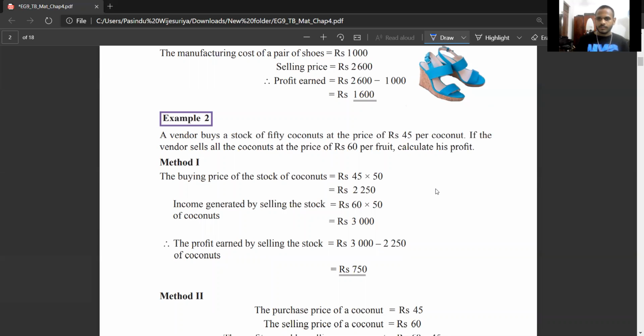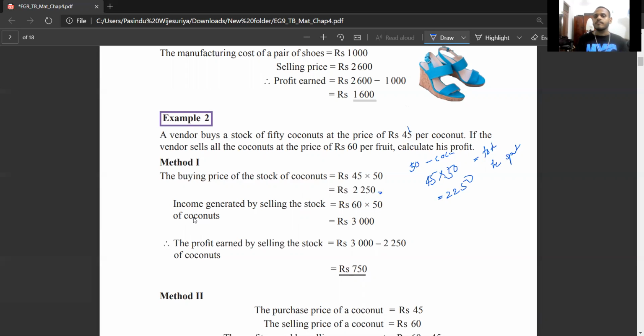So basically, first of all, there are 50 coconuts, and he's buying each coconut for rupees 45. So when you calculate 45 into 50, that is the total amount he spent. Total he spent means the buying price of the total amount of coconuts. It is 2,250. That's what they have gotten here.